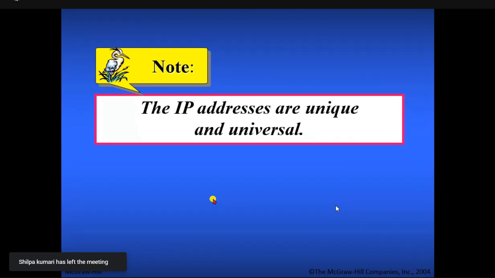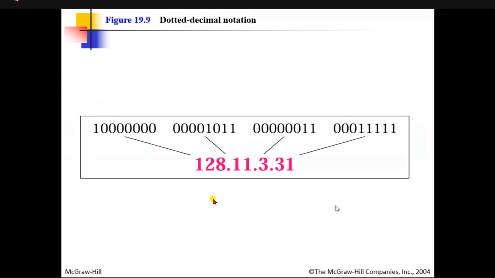The IP address is always unique and universal. Suppose this is an IP address, it is written in dotted decimal notation. As it is a 32-bit address, it is divided into four groups, 4 bytes actually. Each group is 8 bits, and the 8 bits are represented in decimal form. For example, the decimal form of this one is 128, then 11, 113, and this is 31. So it is the dotted decimal notation for the IP address.